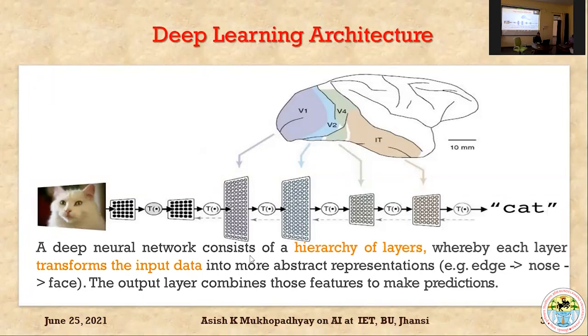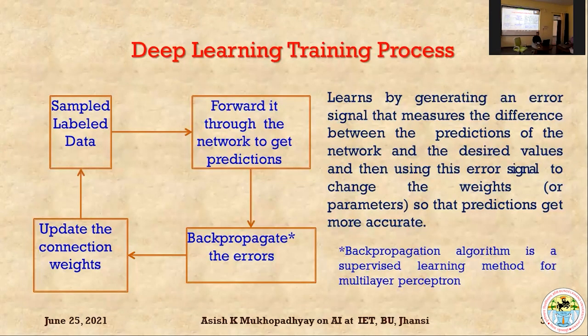So the deep neural network consists of a hierarchy of layers, whereby each layer transforms the input data into more abstract representations, that is, edge, nose, face, etc. The output layer combines those features to make the predictions. In the training process, we take sample data, forward it through the network, get the predictions, and backpropagate. The backpropagation algorithm is supervised learning for a multi-layer perceptron. So it will update the connection weights accordingly. If it is not matching, change the weights till it matches.